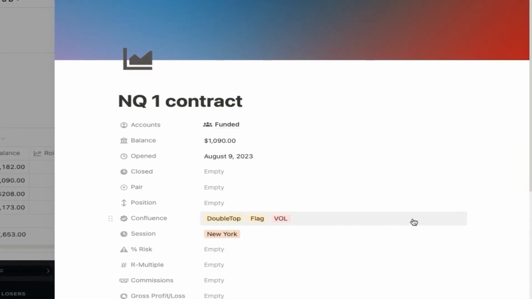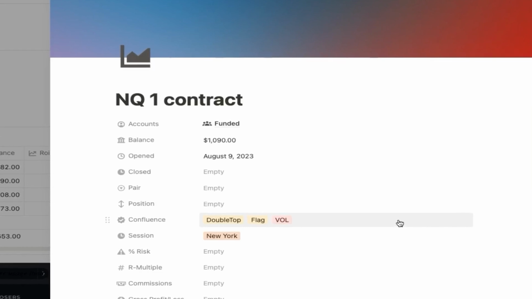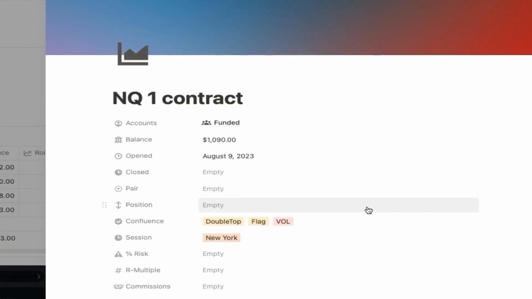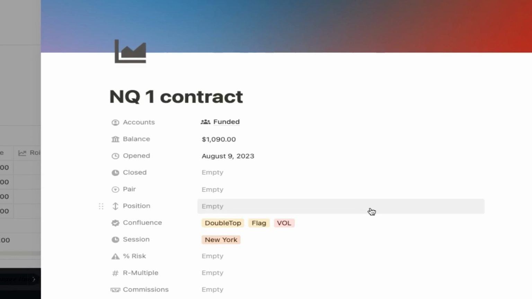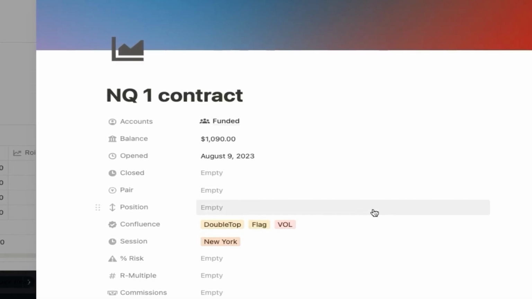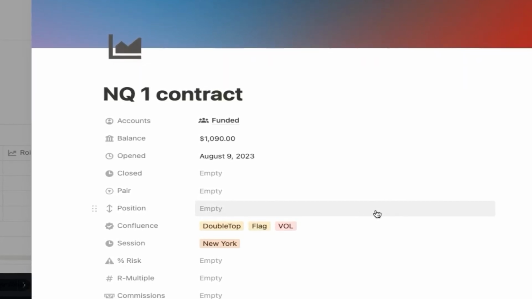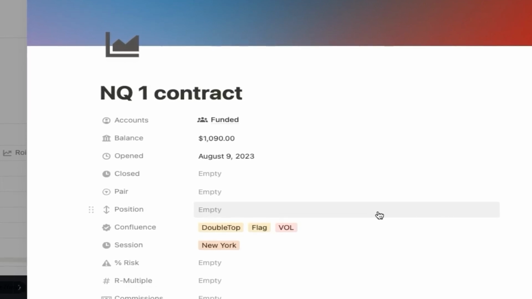And that's the whole point of this journal, is we don't want it to just be, okay, here's my winning trade, here's my losing trade. This is really designed to help you get very detailed on every single trade. So you can start to notice patterns on your winning trades and also your losing trades. And that's how you're going to improve as a trader.